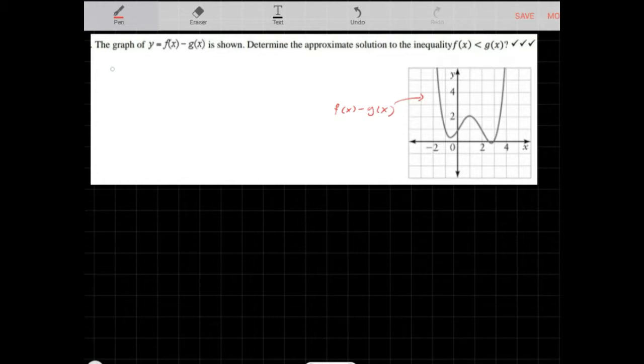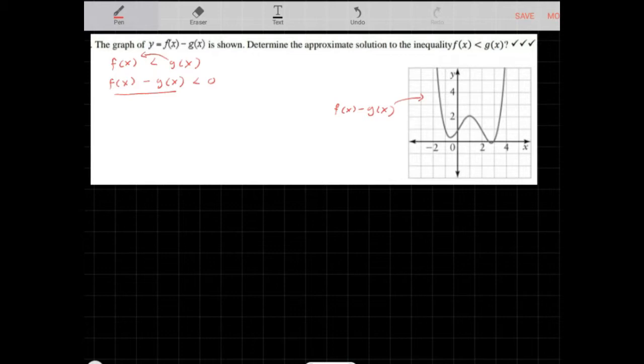If you want to figure out f of x is less than g of x, what I'm going to do is move the g of x to the other side, so you get f of x minus g of x, and you can notice that this is less than 0. So this is basically our combined function, f of x minus g of x. In order to solve our inequality, we just want to figure out which values of x would make this less than 0, right?